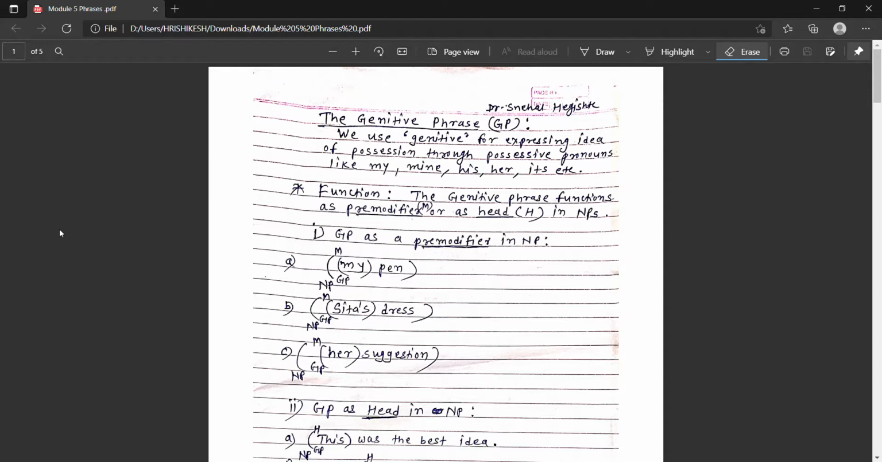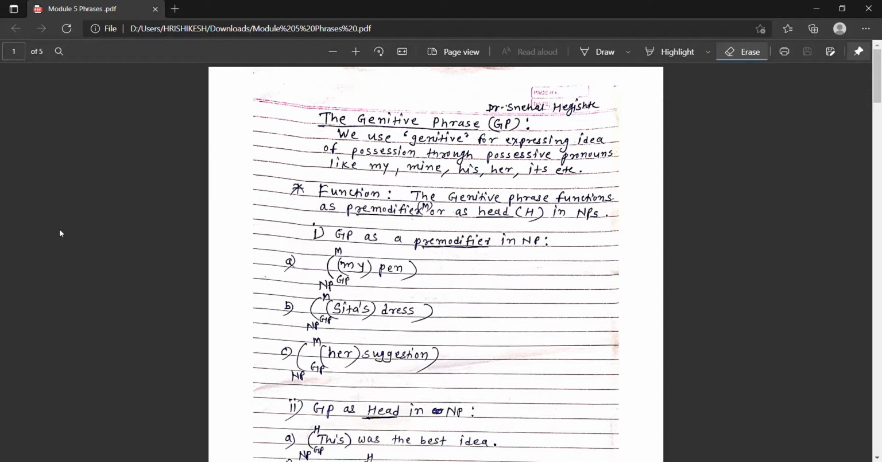My pen is originally a noun phrase. In this phrase there is another phrase enclosed, a genitive phrase, and we have enclosed it in round brackets, that is my. So my comes before pen and pen is the head. What is the function of my? My functions here as a pre-modifier because it comes before the head of this phrase. Pen is the head.